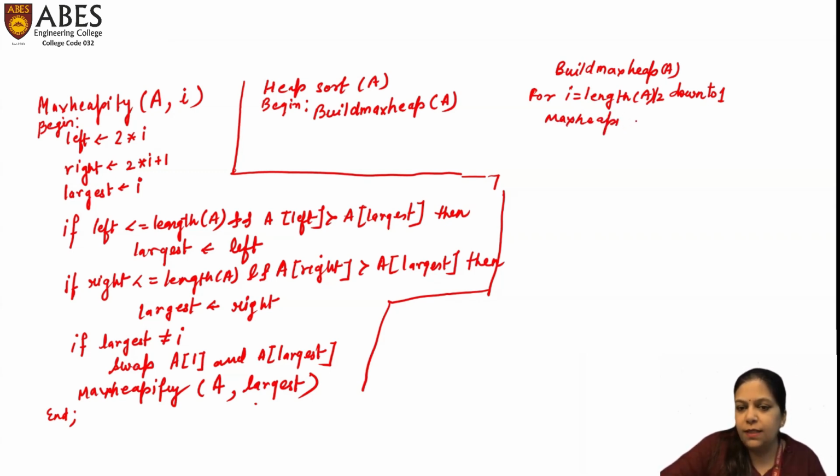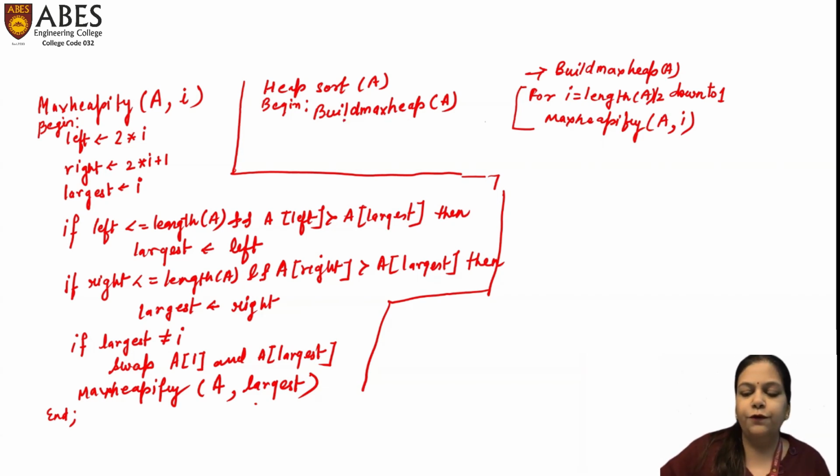We only have to call this max heapify function for this array and for the ith node, right? As we saw in the example, we have to start by heapifying node number 3, which was present at length A by 2. So in the build max heap algorithm, we are going to iteratively heapify the nodes from length A by 2 down to 1. Now, after the creation of a max heap, what do we have to do? We have to repeatedly swap the root node with the last node, and then heapify the root node.